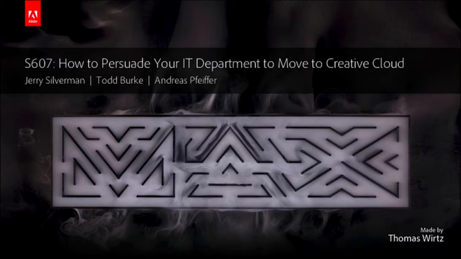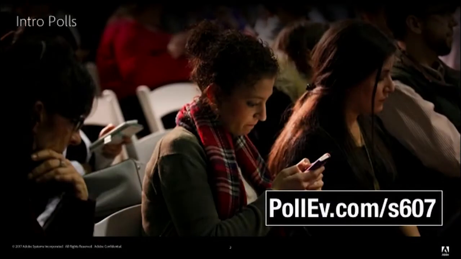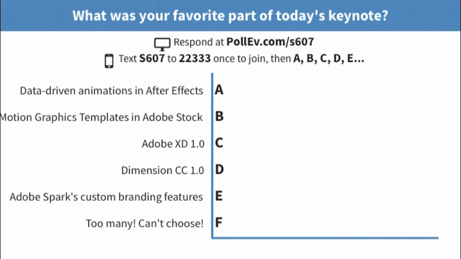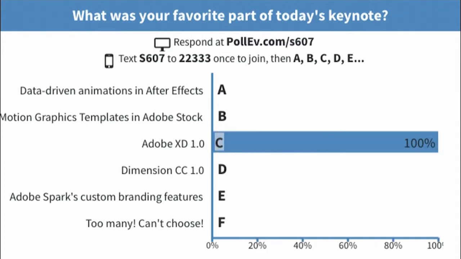So while everybody's moving up and we're getting settled, we wanted to put some questions up just so we can get to know one another a little bit. I'm not going to tell you to take out your phone too much because we want you to engage with us, but maybe you could take out your phone right now and go to this URL right here, polev.com/S607. That's the name and number of our section. Just go to your browser on your phone, go to polev.com, and it's going to be listed up here. And tell us what your favorite part of today's keynote was.